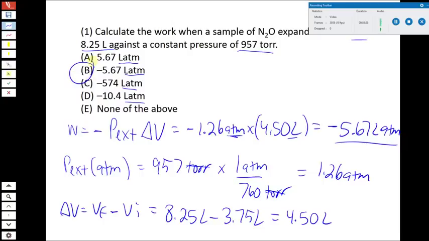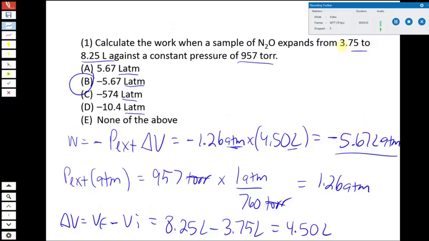Especially in questions of this type about work, we should be able to know the sign right away from whether it's expansion or compression. Remember, expansion is negative work, compression is positive work, so we want to make sure that the answer we get in this case is a negative number because we're going from a smaller volume to a larger volume. Other than that, it just comes out to multiplying the numbers correctly.